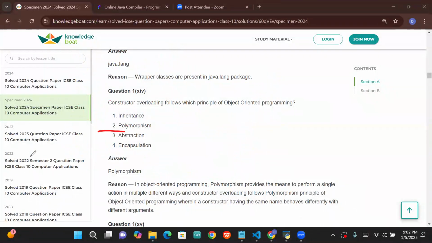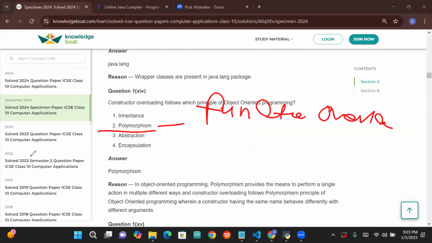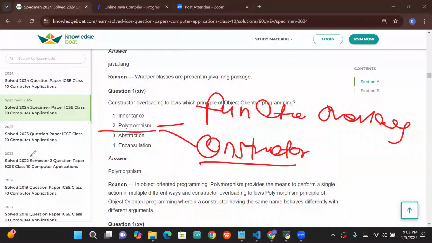So an example of polymorphism is function overloading. And constructor is also a function only, a special function which has the same name as the name of the class. Constructor overloading is also a kind of function overloading only. So both are examples of polymorphism.